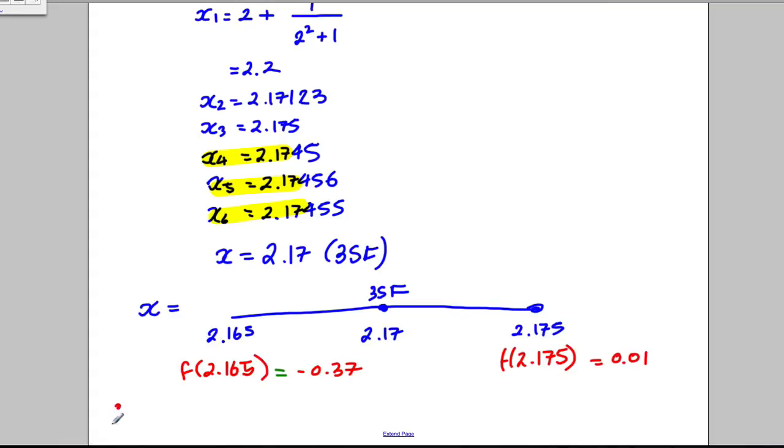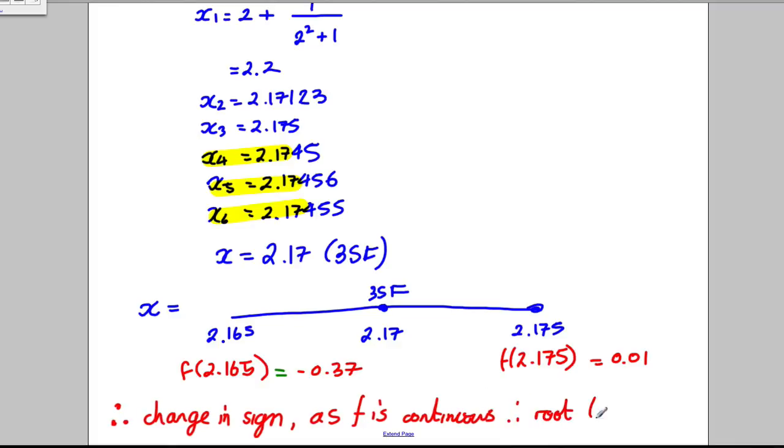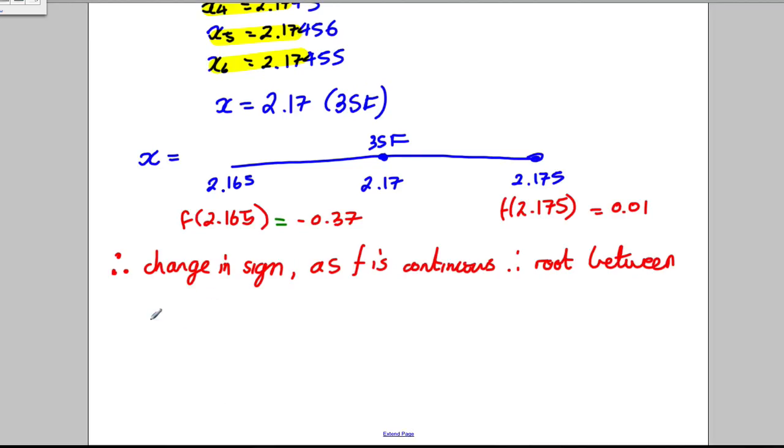So therefore you can say, therefore, change in sign, okay, and as f is continuous. As the function is continuous, you must state therefore root between 2.165 and 2.175. Okay? And you're done then.